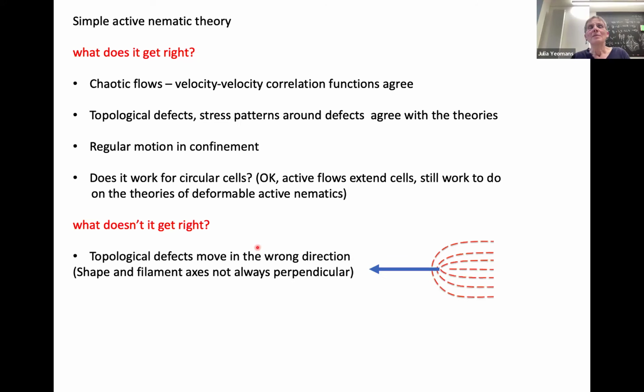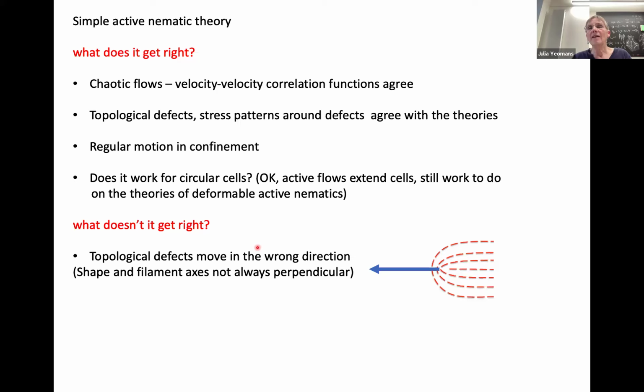What didn't it get right? What didn't get right is nobody could really explain why topological defects move towards their heads, because that's what they're meant to do in an extensile system. But in a contractile system, they're meant to move towards their tails. Since the original paper, people have looked quite a lot at topological defects. And in fact, in many systems, they move in both directions. They move both towards their heads and towards their tails.